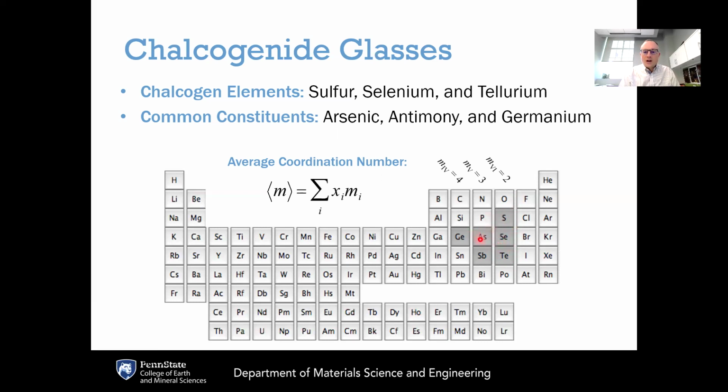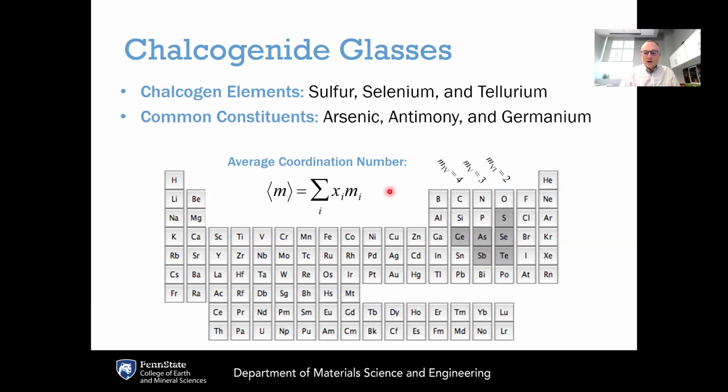If we go over to the left in the periodic table, other elements that are commonly incorporated into chalcogenide glasses include arsenic or antimony. Arsenic and antimony both have a coordination number of 3, and germanium is also quite common to incorporate, and germanium has a coordination number of 4.